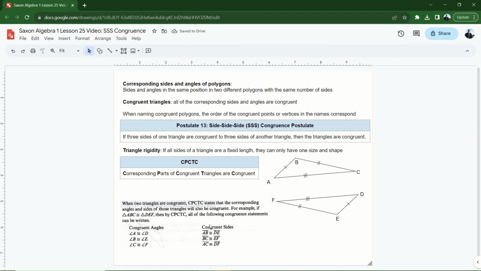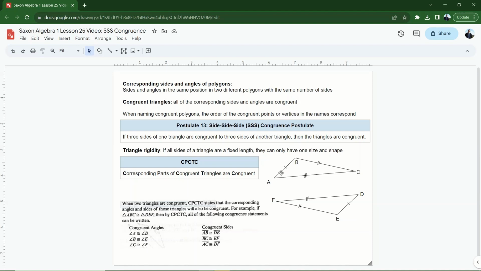CPCTC tells us. When two triangles are congruent, the corresponding parts are congruent. So if I have triangle ABC congruent to triangle DEF, then by CPCTC, all of the following statements can be written. Angle A is congruent to angle D. Remember, those are the angles between the 1 and the 3 tick mark sides. That's that same side, so that must be the congruent angle. Angle B is congruent to angle E. Angle C is congruent to angle F.